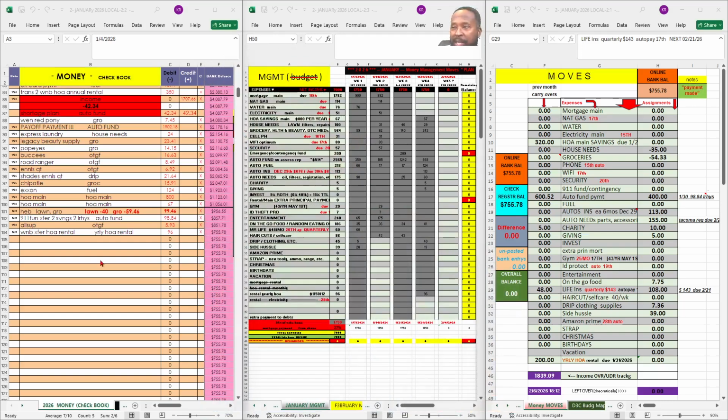Okay, so we see here my workbook that has three windows open with three separate spreadsheets: my money, management, and moves spreadsheet. Money spreadsheet, management spreadsheet, and my moves spreadsheet.